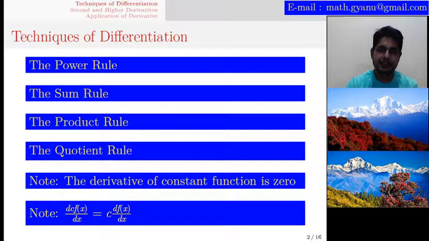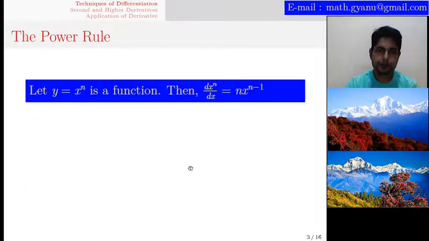And now we start with the power rule. Okay, let y equal to x power n be a function, then the differential coefficient of this function is d x^n by dx equal to n times x^(n-1). You should note that dy by dx is known as the differential coefficient. So the value of y is x^n, differentiating with respect to x, d x^n by dx. Okay, this will be n times x^(n-1).